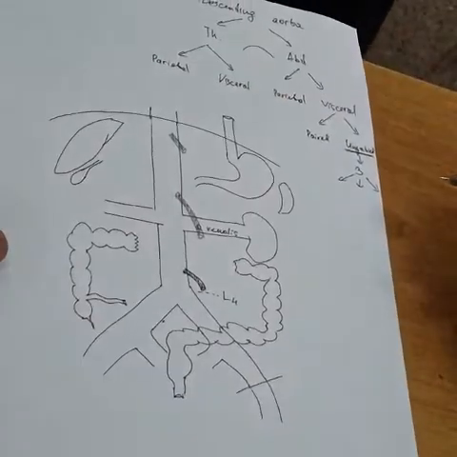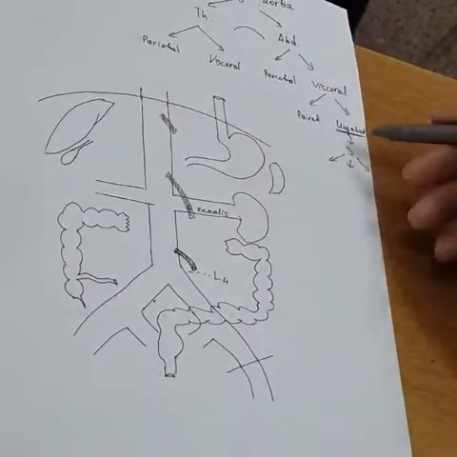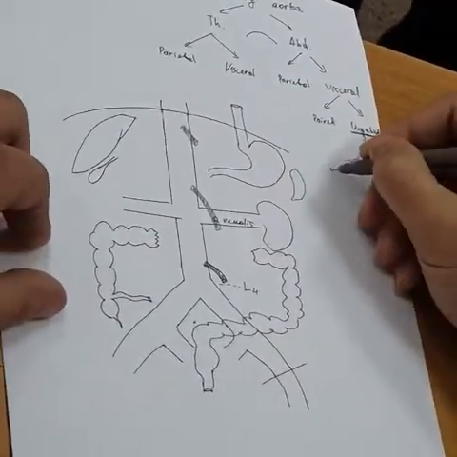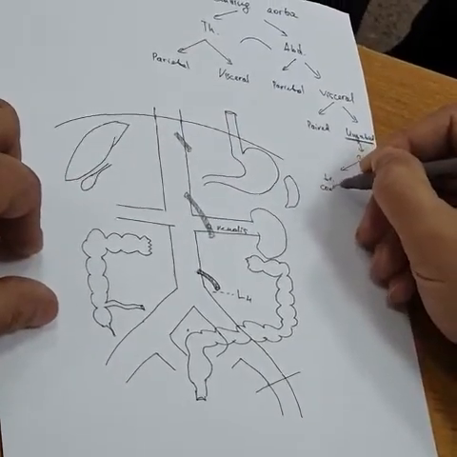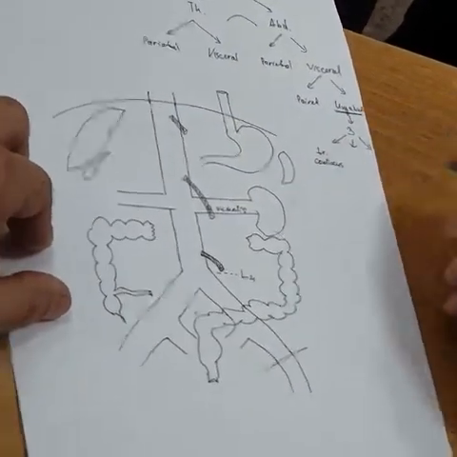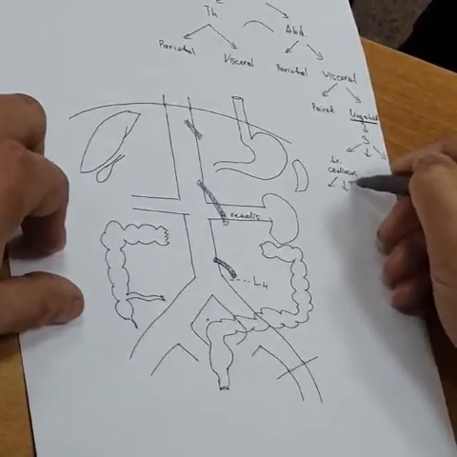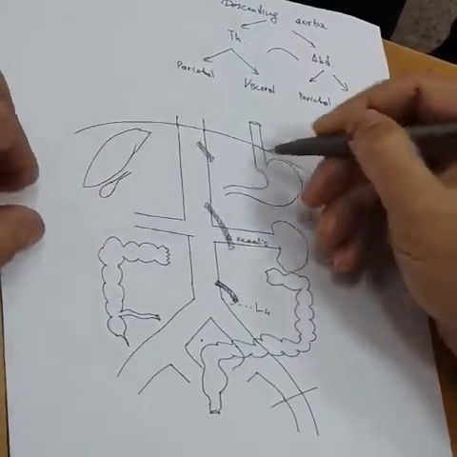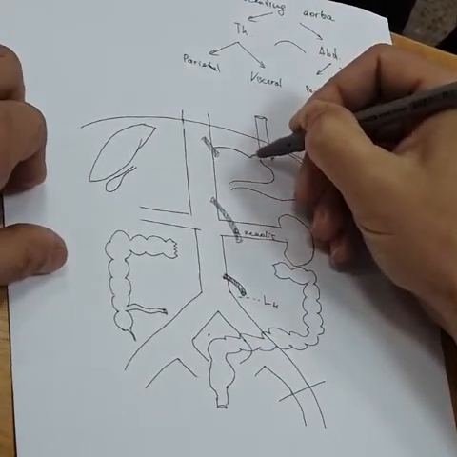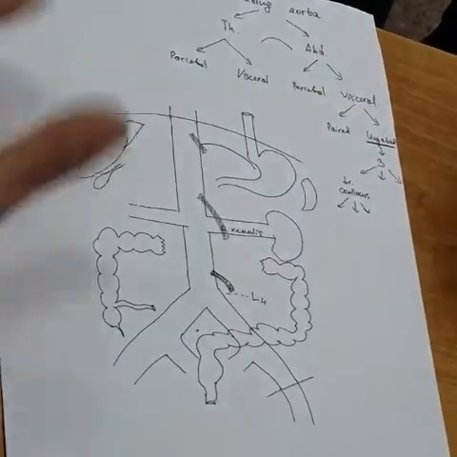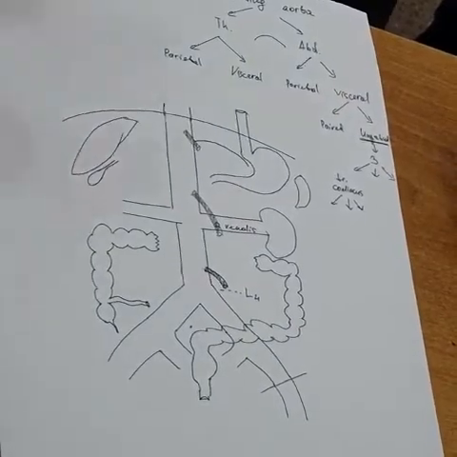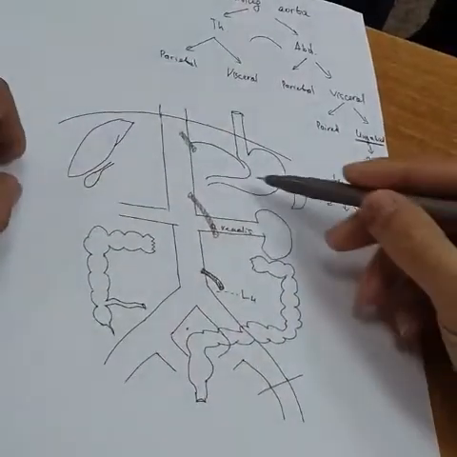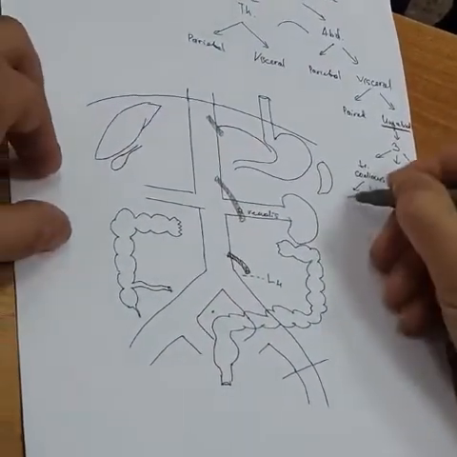Well, first, truncus celiacus. First is truncus celiacus. Truncus celiacus gives 1, 2, 3 branches. The first branch goes to the lesser curvature of the stomach, like that, and logically it is called arteria gastrica. It goes from the left side to the stomach. It is called arteria gastrica sinistra.